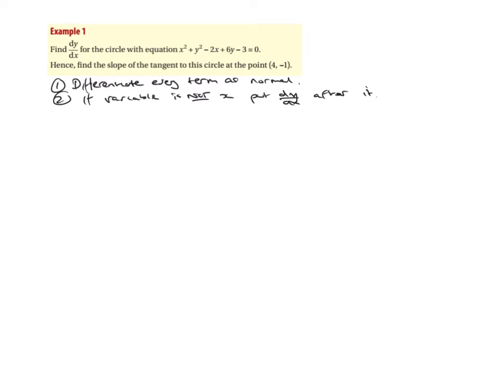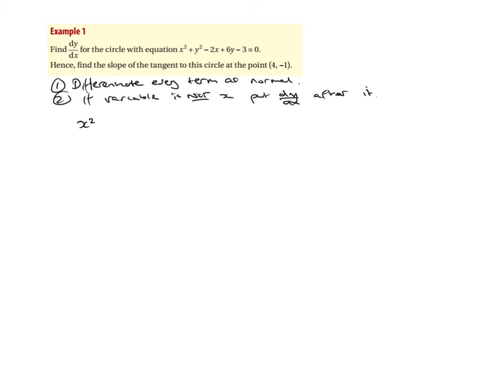So let's look at the sort of question you're going to get for this. It says find dy dx for the circle with equation x squared plus y squared minus 2x plus 6y minus 3 is equal to 0. Hence find the slope of the tangent to the circle at the point 4, minus 1. I've written down the things you need to do: differentiate every term as normal, and if the variable is not x, put dy dx after it. So let's do that.